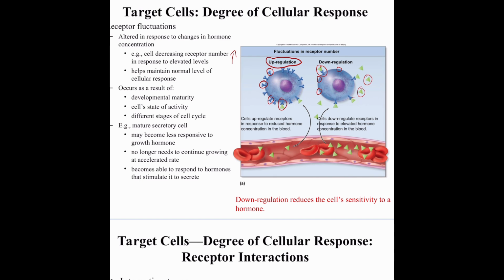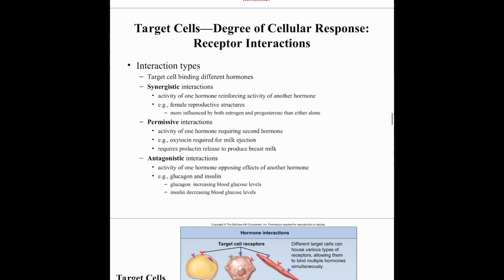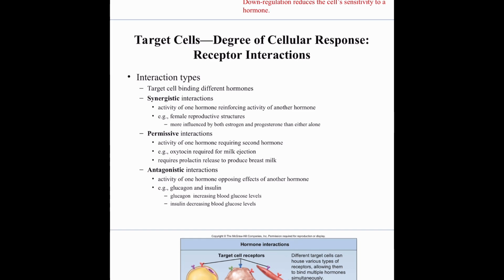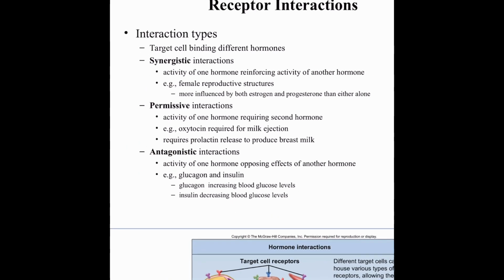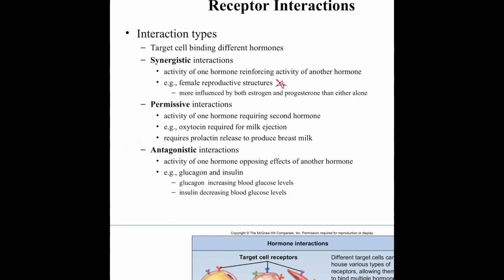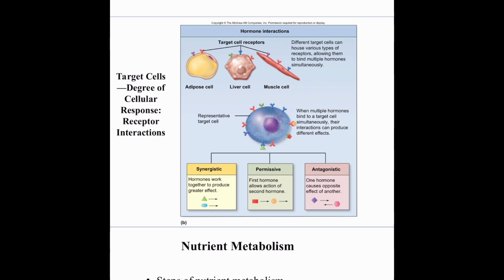And let's see, cellular response, receptor interactions. So these interactions are important. Again, I'm not going to get too much into it. It's if you want to spend some time on it, if in lecture they told you, hey, pay attention to this, take your time, get to know it. It's really a quick concept. But if you're going to look at it, which I recommend you do, look at the examples that they provide here. Through that, target cells, degree of cellular response, receptor interactions, adipose cells.